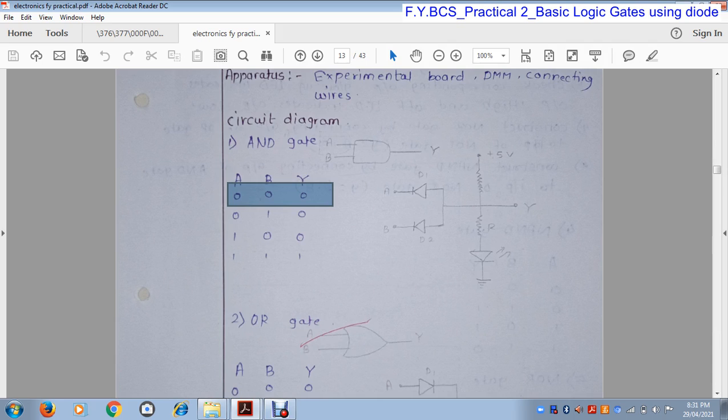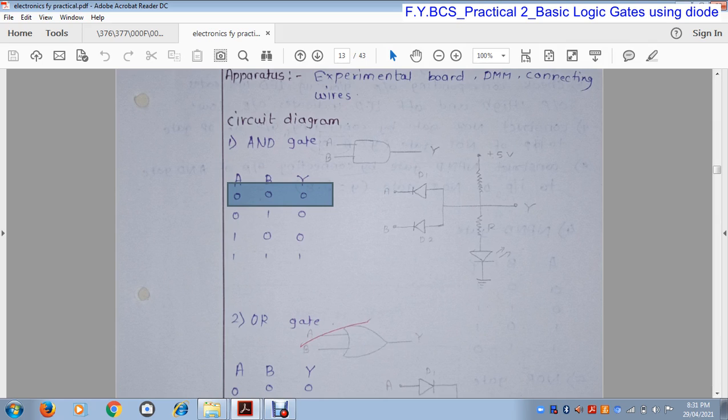Here this anode becomes 5 volt and this anode also becomes 5 volt, and we know that current flows from higher potential to lower potential. Here the anode is at higher potential, the cathode is at lower potential. So all the current flows through diode D1 and diode D2, because here we provide a 5 volt supply, and all this 5 volt supply comes to diode D1 and diode D2.